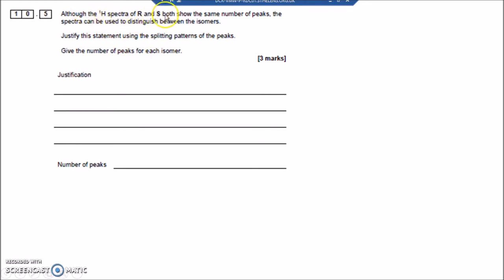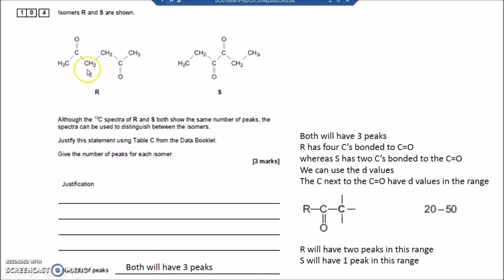The hydrogen spectra of R and S both show the same number of peaks, but again, this can be used. So let's have a look. How many peaks will there be? How many hydrogen environments? 1, 2 for this one. So we've got CH3, 3 H's there and 3 H's there. That's one environment. CH2, CH2, these are the second environment. So this will have an integration value of 6. These will have an integration value of 4.